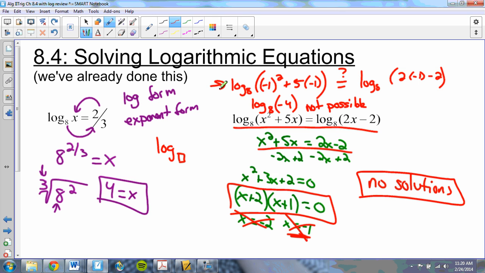Question about either of those? Most of the first half of your homework looks like both those types of problems. One on the left, you just convert. One on the right, you can drop your logs.